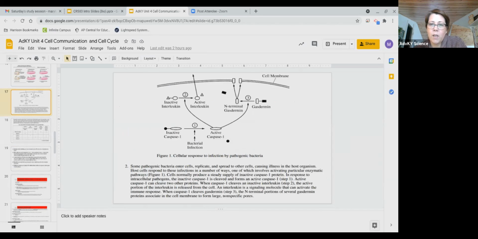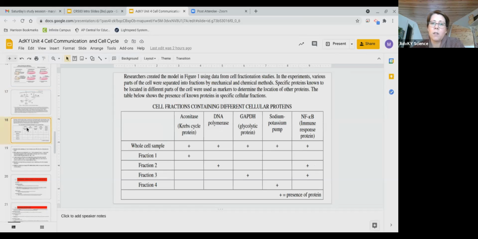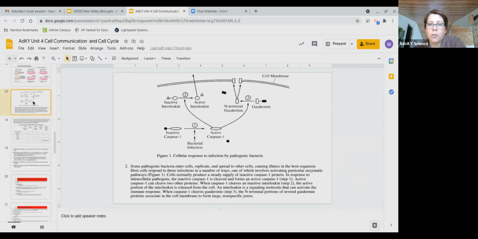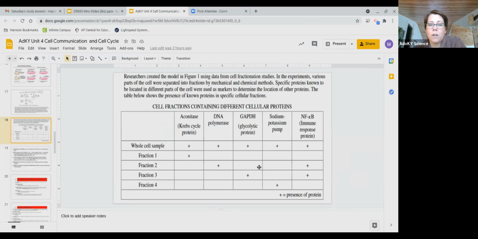We want to find 2 fractions that gasdermin would be found in. So I'll give you a second to look at that. Where are you seeing it located in the cell? And then I'll give you this. And you can just tell me 1, 2, 3, or 4, but you want to tell me 2. So that gasdermin, which 2 fractions should it be found in based on this picture? So I'll show you the picture again. And there's your fractions. So you want to tell me 2.